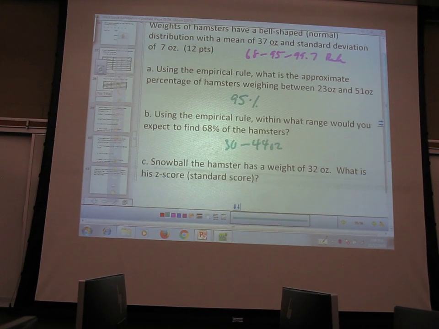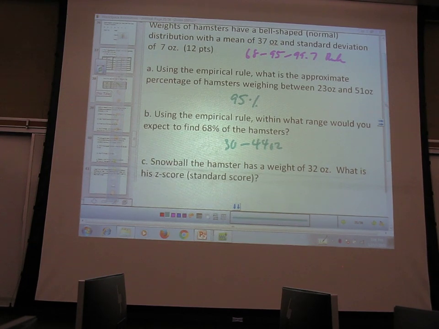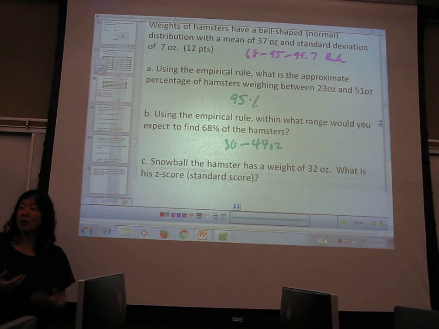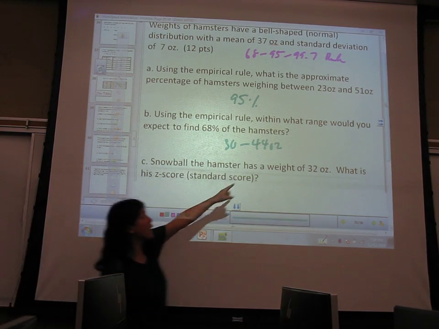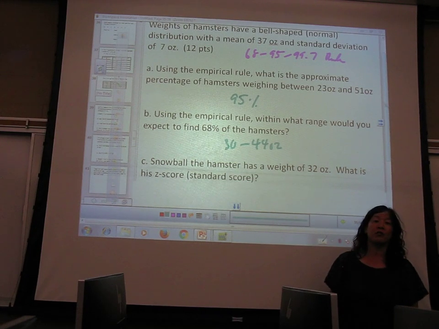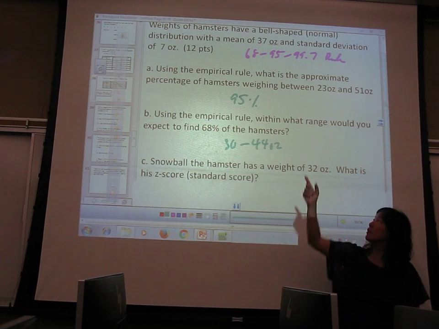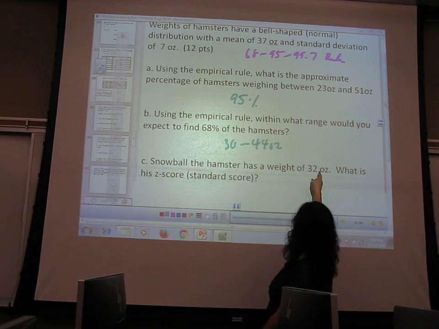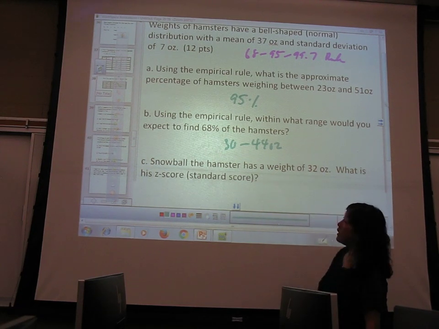A z-score represents the number of standard deviations a value is above or below the mean. So first figure out how far 32 is from the mean, and then figure out how many standard deviations that is by dividing by the standard deviation. What's the standard deviation? 7. So figure out how far 32 is from the mean, and then divide by 7.